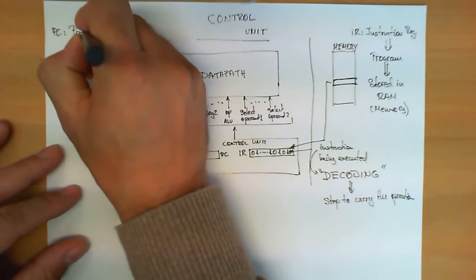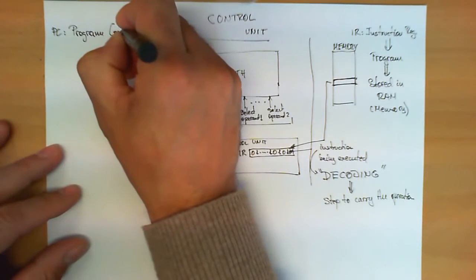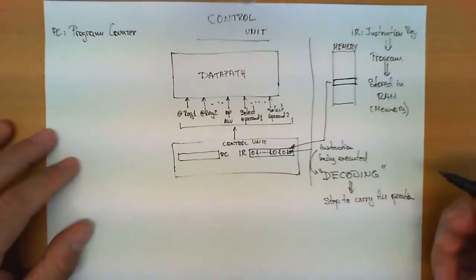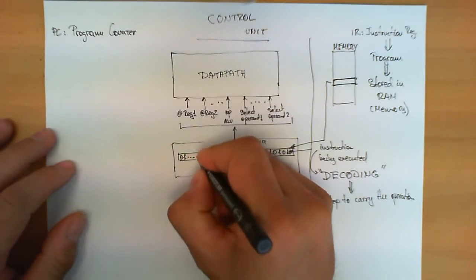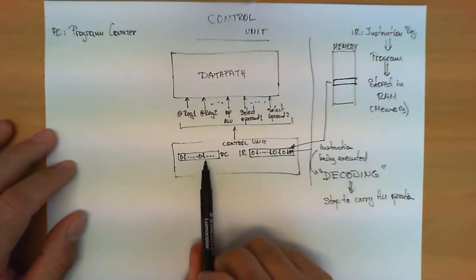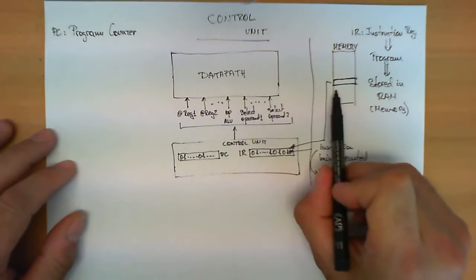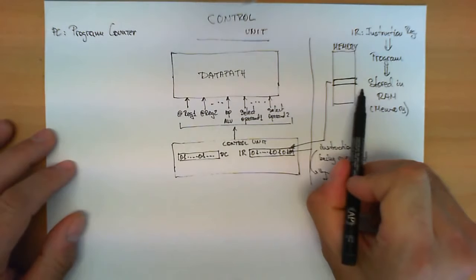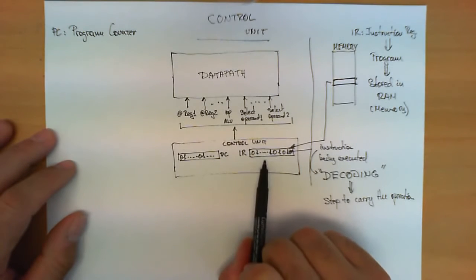The PC stands for program counter. It is very important. It has sets of zeros and ones over here as well, and the value of this register is precisely the memory location into which the control unit needs to perform a read operation such that the following instruction to be executed gets loaded in the instruction register.